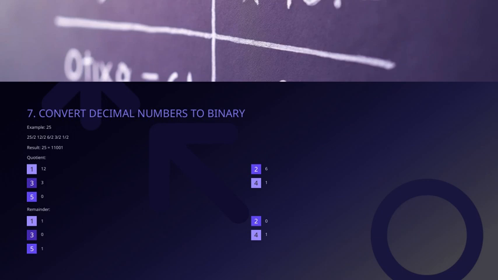The key here is to note that the remainders, read from bottom to top, form the binary number. So, starting from the last remainder we got, which is 1, then 1, 0, 0, and finally 1, we get the binary number 11001. This method is a systematic way to convert any decimal number into binary, and it ties into the bigger picture of understanding how computers process data, since binary is the fundamental language of digital systems. Remember, the most important part is to perform repeated division by 2, keep track of the remainders, and then read those remainders in reverse order to find the binary equivalent.